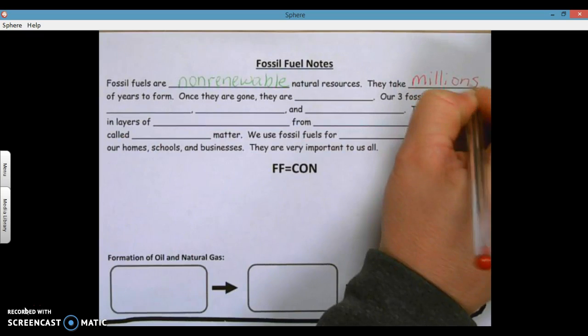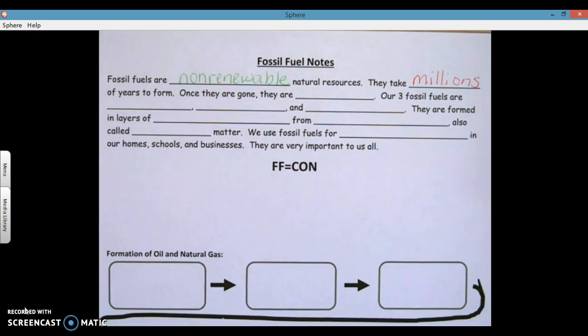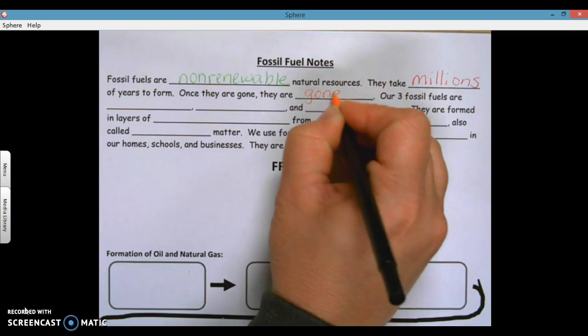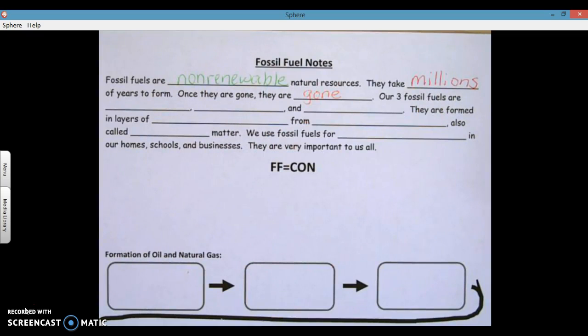We don't live millions of years, so we won't be able to see these resources form in our lifetime. Once they're gone, they are gone. If we use them all up, they will not be remade in our lifetime. So because of this, we need to be careful and not be wasteful of our fossil fuels.